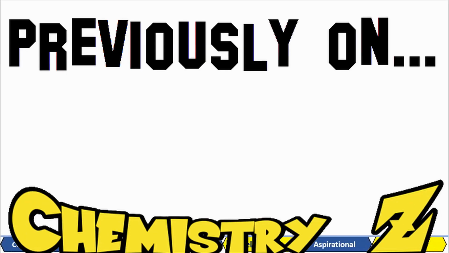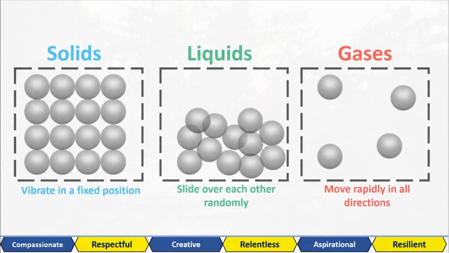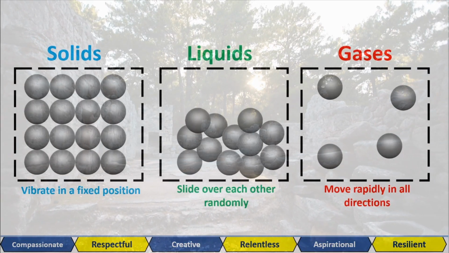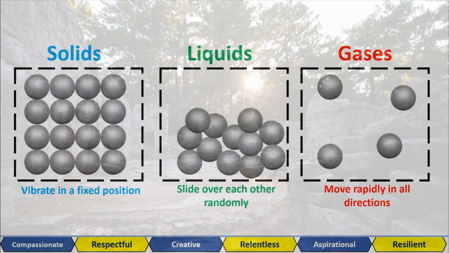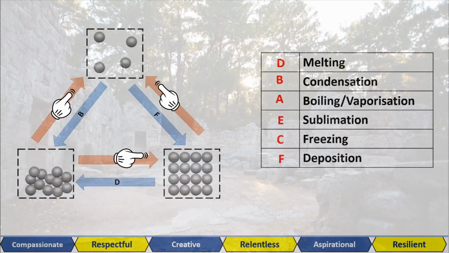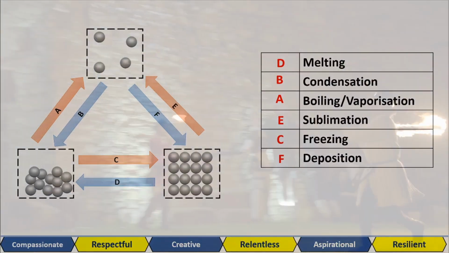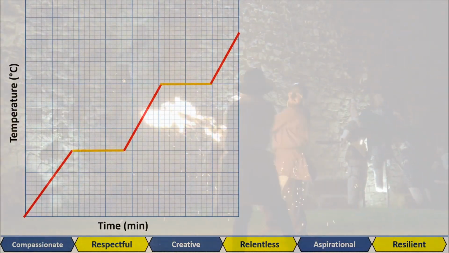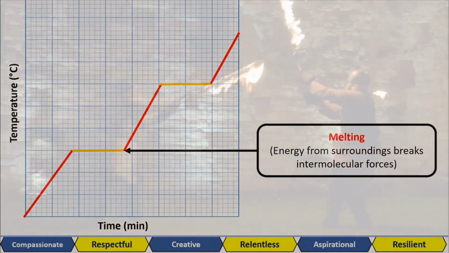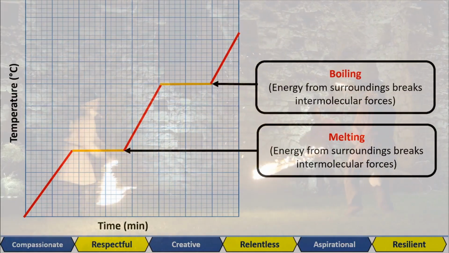Previously on Chemistry Z. Our heroes discovered the arrangement and motion of the particles in solids, liquids and gases. They also saw the different names for the changes of state from one state to another. And when all was looking well and good, they were ambushed by a heat curve. But by believing in their own source, they leveled up and were able to understand that melting and boiling point involved the breaking of intermolecular forces.